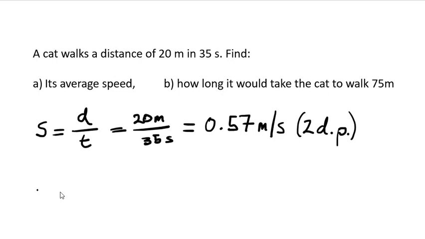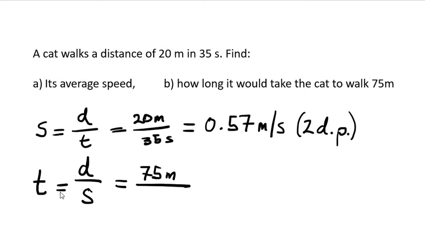So the second part of the question asks us how long would it take the cat to walk 75 meters. It says how long would it take, so we're working out the time. T equals, again we cover the T, then we have D left at the top over S, the speed. So the distance is 75 meters and the speed is 0.57, and again that's meters per second.